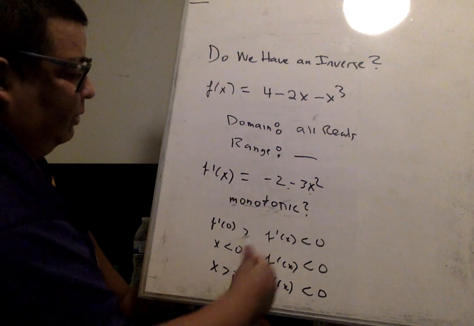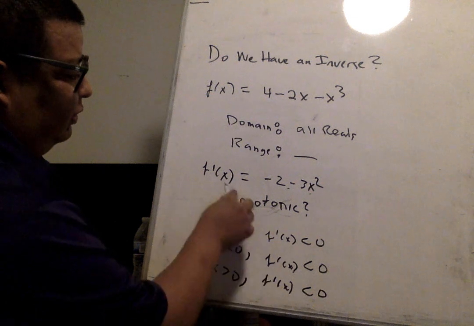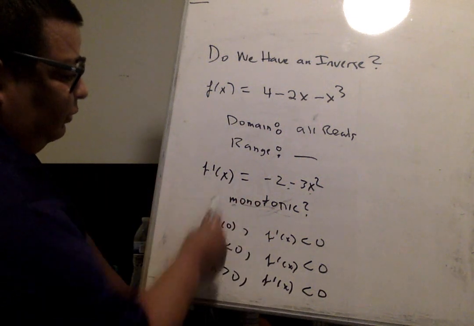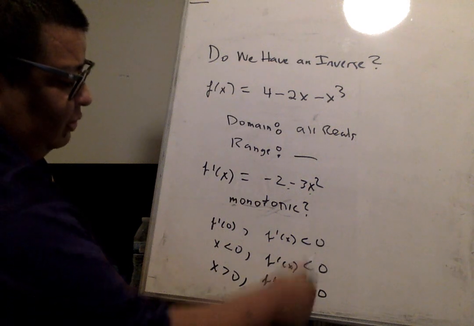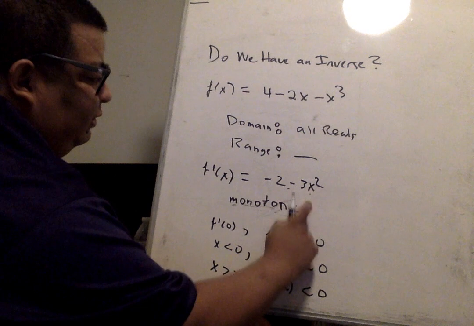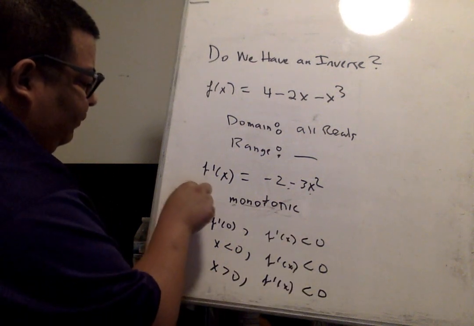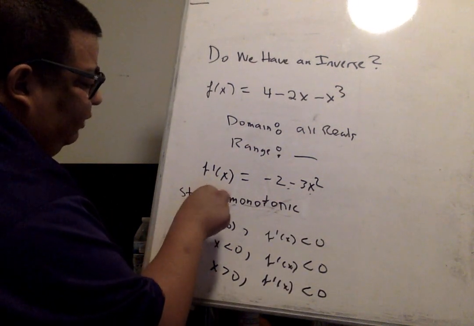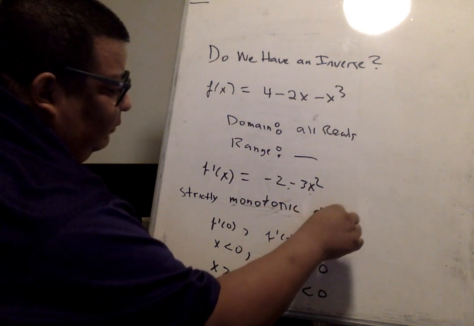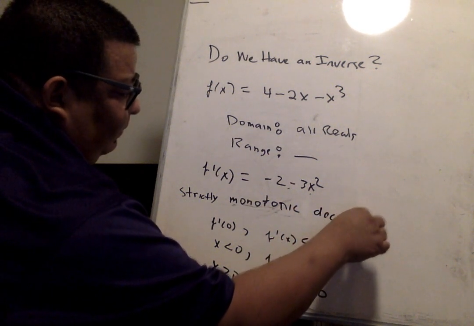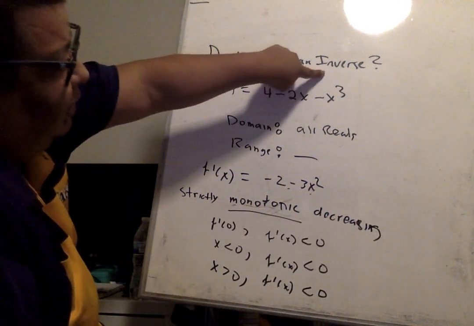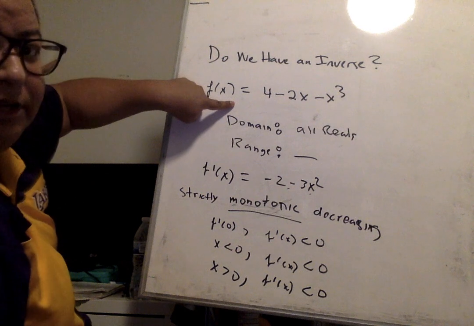Alright, so we determined that in the whole domain the derivative is always less than 0. So that means that this is strictly monotonic decreasing in the whole domain. And because it's monotonic, that means that we're going to get an inverse. So this function does have an inverse.